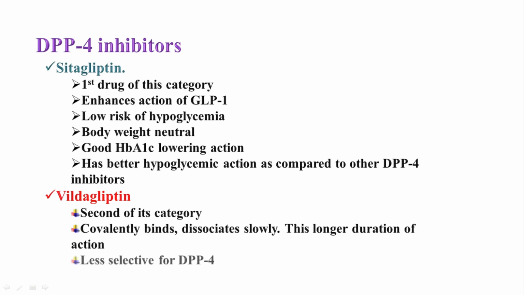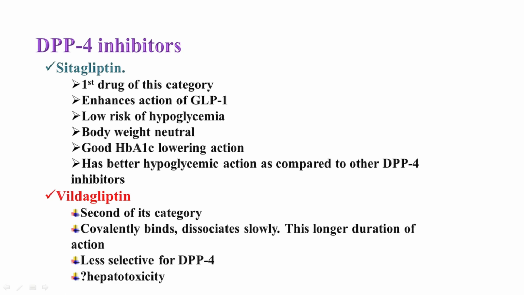Vildagliptin is the second drug of this category. This binds to the DPP-4 enzyme covalently. It dissociates slowly and hence has a longer duration of action, but it is unfortunately less selective for DPP-4. Some people have reported hepatotoxicity, because the liver enzyme levels go up. Vildagliptin twice a day dosing is sufficient, but in many cases only one daily dose is fine. Especially if you combine it with other hypoglycemics, then one dose should be fine.